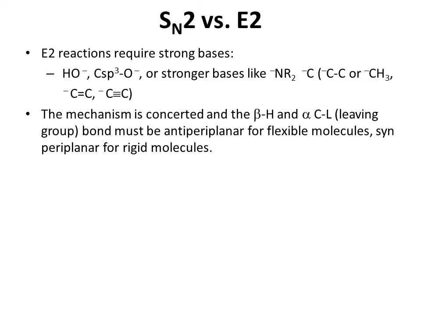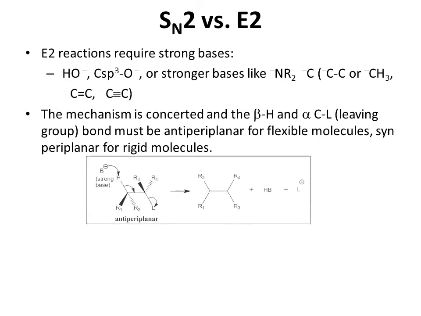anti-periplanar for flexible molecules. Remember, that means that the beta hydrogen C-H bond and the alpha C-L bond are in the same plane, but they're 180 degrees across from each other. That's anti-periplanar. It must be syn-periplanar for rigid molecules. Same plane, but now the angle between the bonds is 0 degrees.